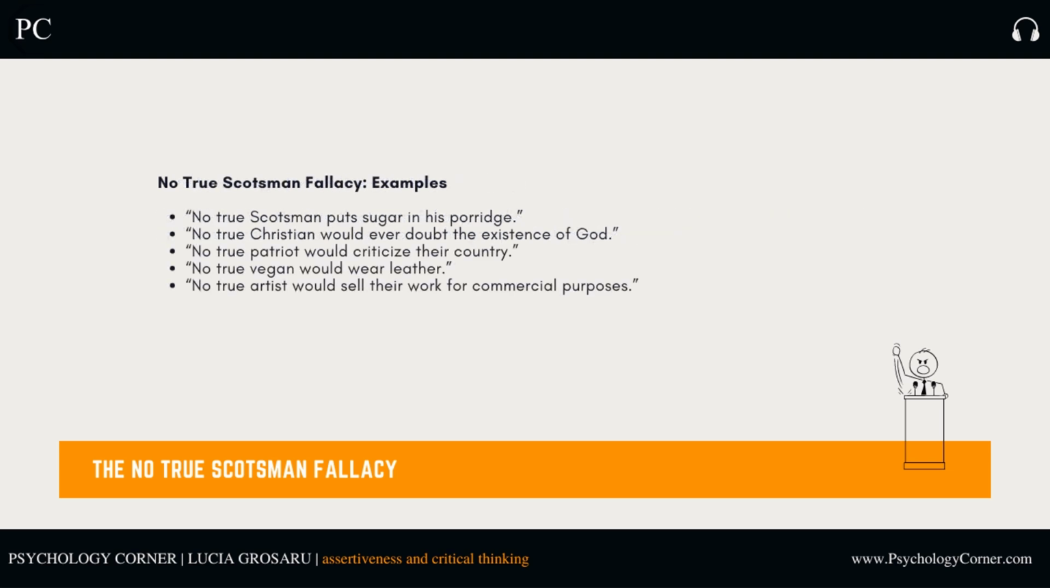No true Scotsman. Examples. No true Scotsman puts sugar in his porridge. No true Christian would ever doubt the existence of God. No true patriot would criticize their country. No true vegan would wear leather. No true artist would sell their work for commercial purposes.